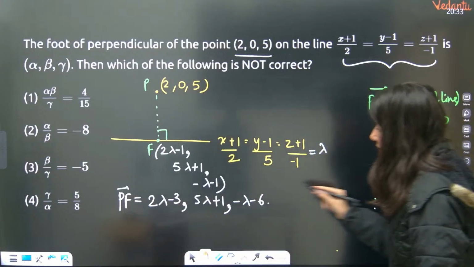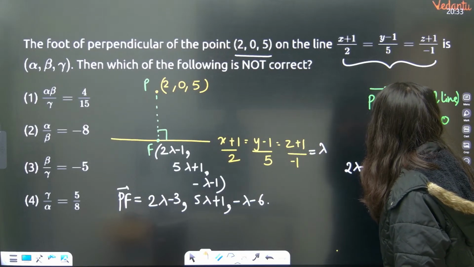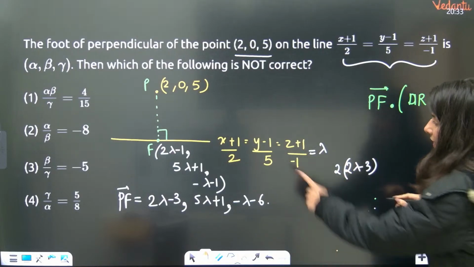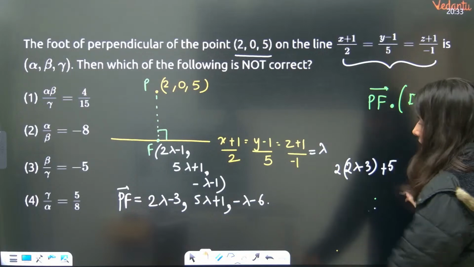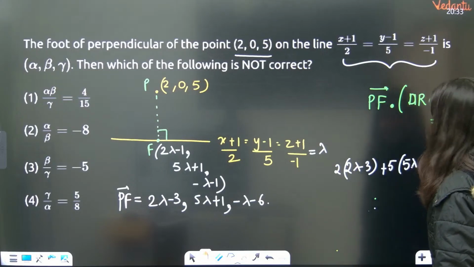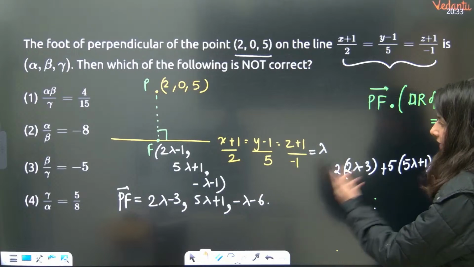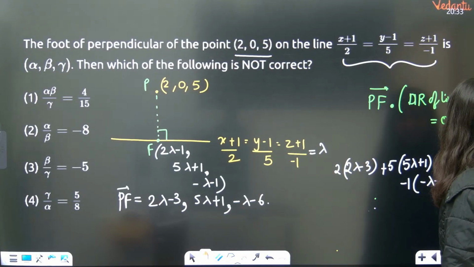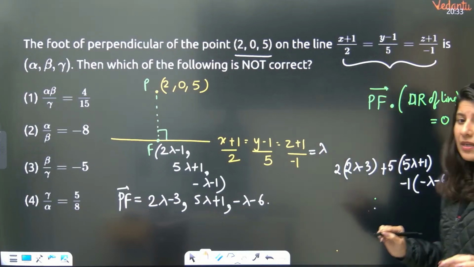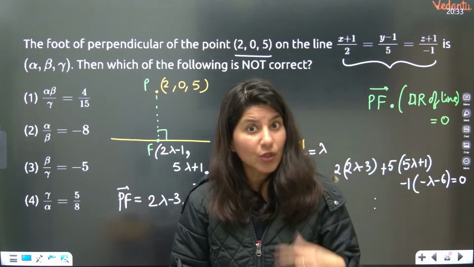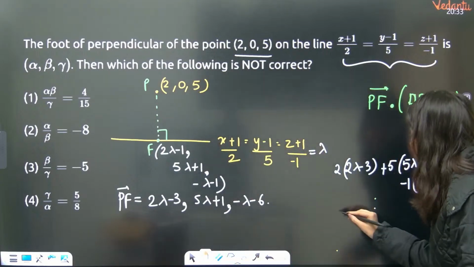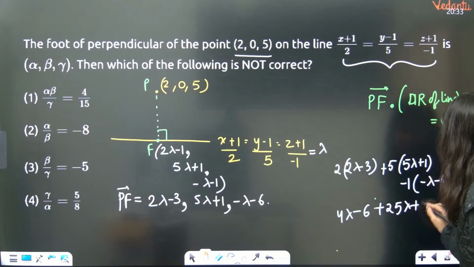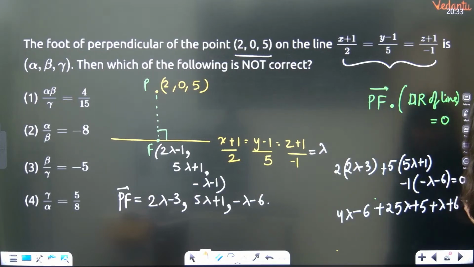So PF vector is 2 lambda minus 3. Direction ratio is 2. Then next direction ratio is plus 5, multiplication with 5 lambda plus 1. Next direction ratio is minus 1, multiplication with minus lambda minus 6, equals to 0. The moment you make this dot product equals to 0, you will get the value of lambda, which is 4 lambda minus 6 plus 25 lambda plus 5 plus lambda plus 6 equals to 0.